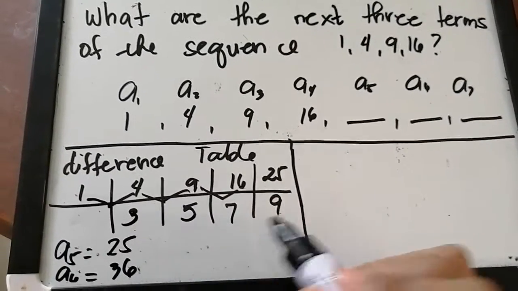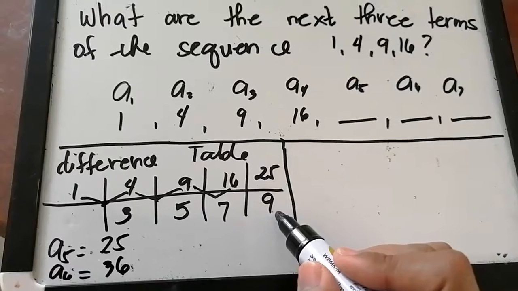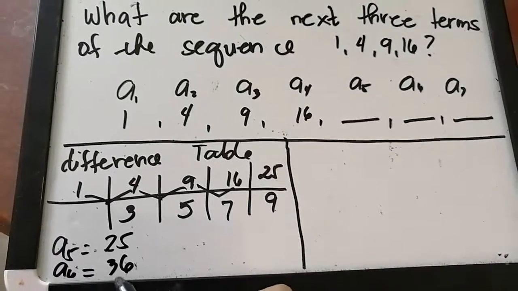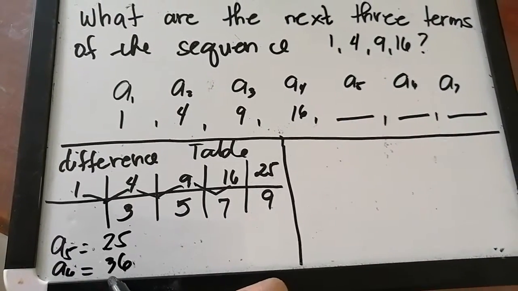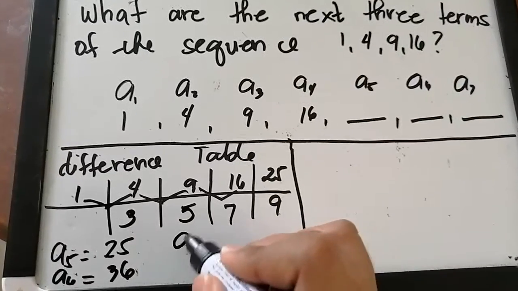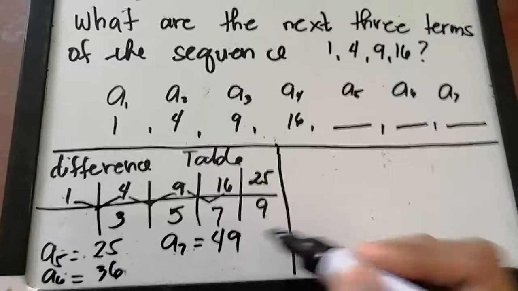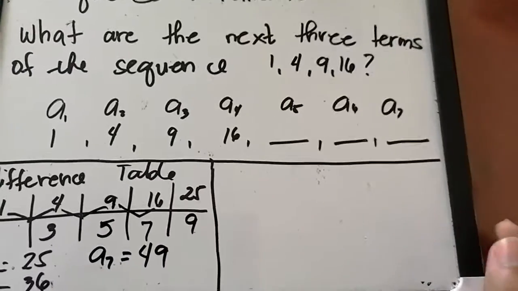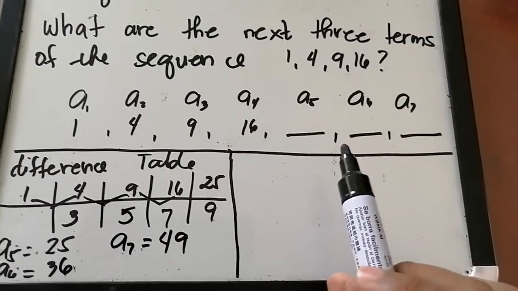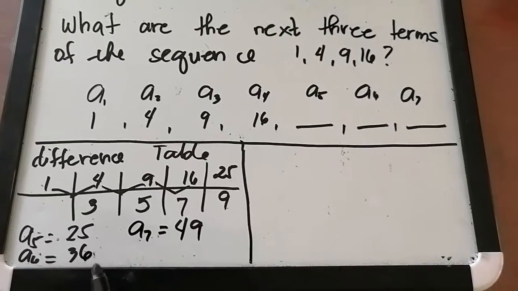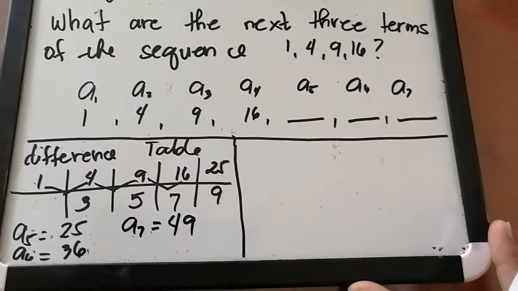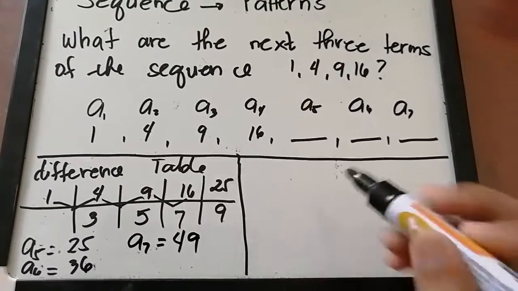How about the next number after 11? That is 13. So 13 plus 36, and that is a sub 7, which is equal to 49. Therefore, the next terms in the given sequence are 25, 36, and 49. Now, there is also a different way.